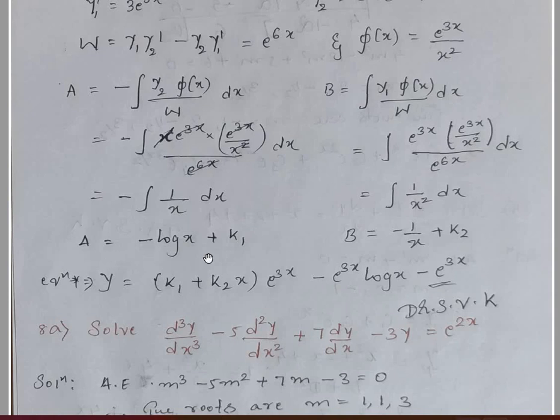So now substituting the values of a and b in equation star, I will get the solution as y equal to k1 plus k2 x, e power 3x, minus e power 3x log x, minus e power 3x. So this carries 7 marks.